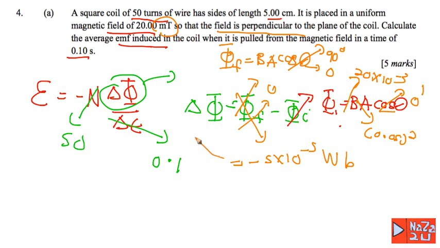So you put the value of delta flux in the equation here. So now you have the induced EMF equal to 2.5 exponent minus 2 volt.